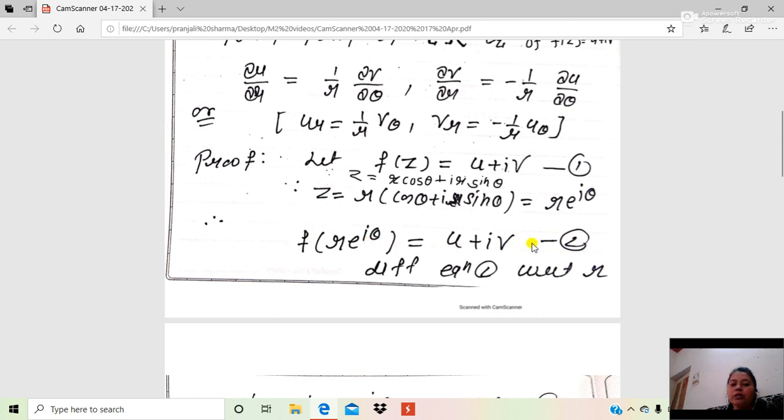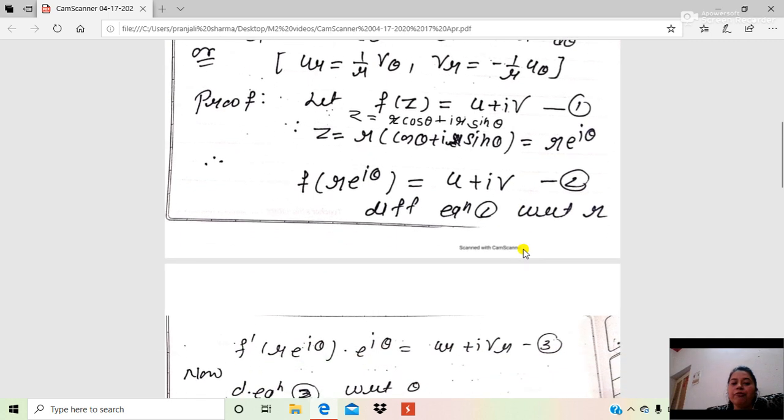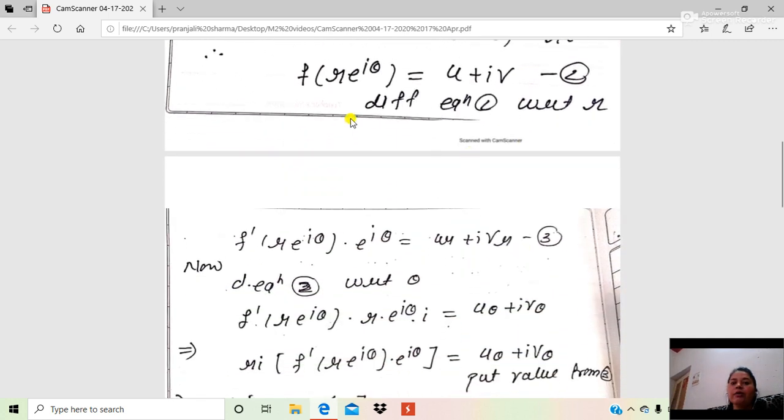Now we differentiate equation 2 with respect to r and θ. First, if we differentiate equation 2 with respect to r, the right hand side will be ∂u/∂r + i ∂v/∂r, which can be written as u_r + i v_r. And what about the left hand side? The left hand side can be differentiated as f'(r e^(iθ)) into 1 into e^(iθ). So our left hand side will be f'(r e^(iθ)) e^(iθ), and take this as equation number 3.